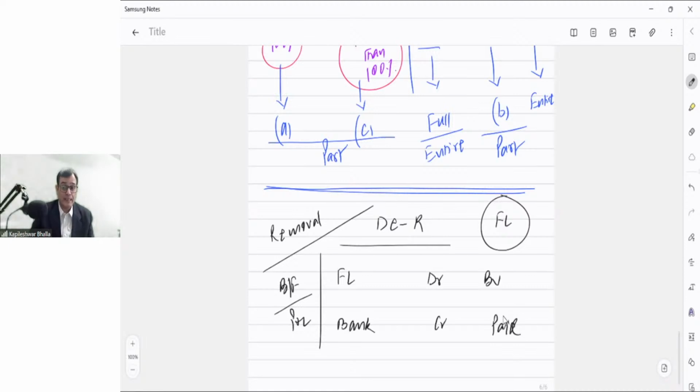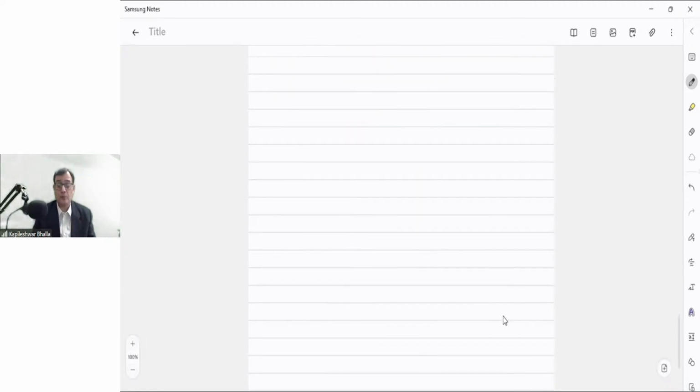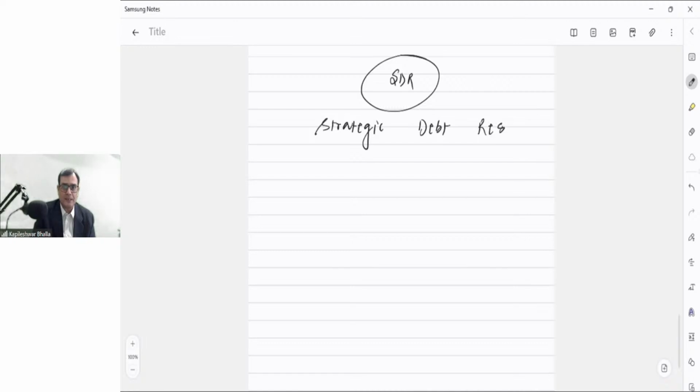Now, the area we need to cover from the examination point of view, extensively covered in the study material as well, is the area we call SDR. It is very relevant from a practical point of view as well, and even from the examination perspective. Now, let me explain. The concept of SDR is called strategic debt restructuring. Now let me explain what this strategic debt restructuring is all about.